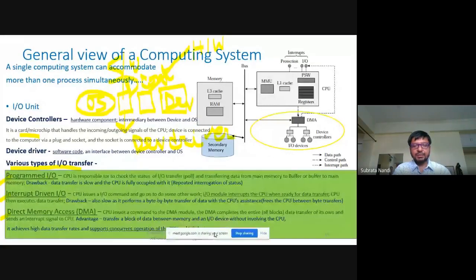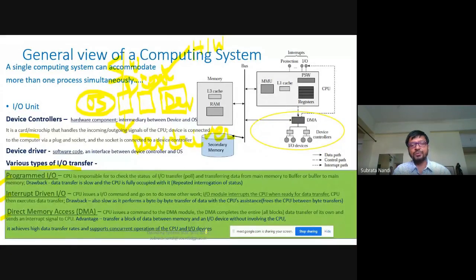The DMA operation is important because through this we can achieve high data rate transfers as well as concurrent operations of IO and CPU. So all the modern systems utilize the DMA facility, and all the modern computing systems do support DMA. But programmed IO and interrupt driven IO were used some time back, and these are no longer in use. Okay.